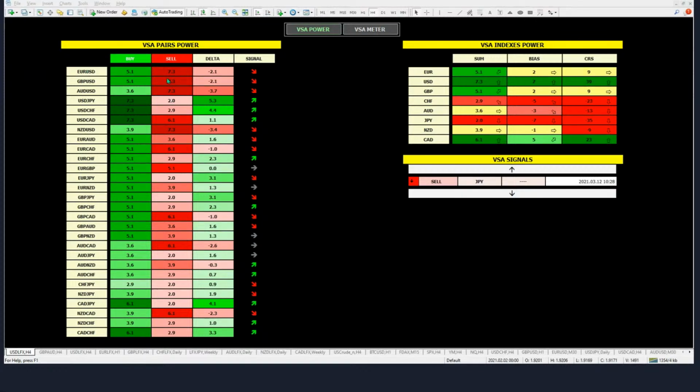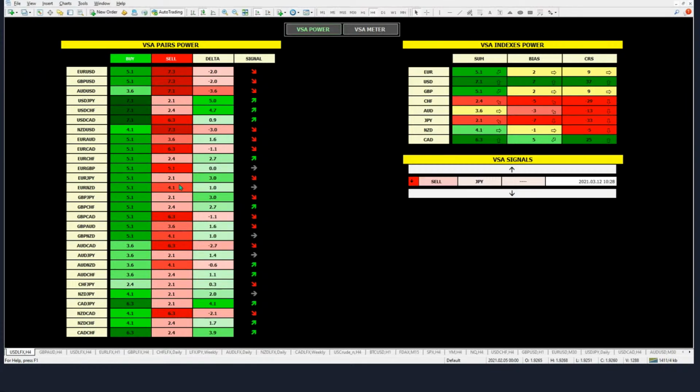So euro dollar right now, the buying power is 5.1, the selling power is 7.3, the delta is minus 2.1. So it's a signal now, okay? But I can tell you this is going to be kind of a correction a little bit. Then later on when the stock market starts going up, this is going to reverse. But right now, this is in a sell, okay?